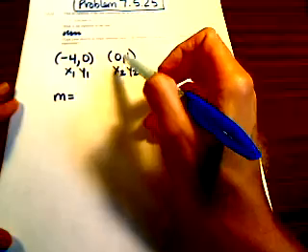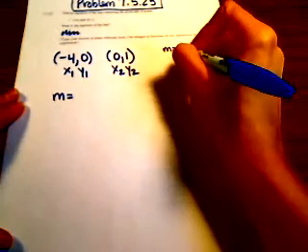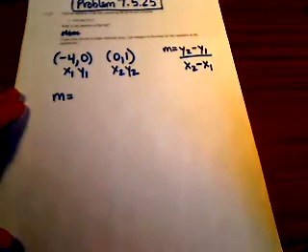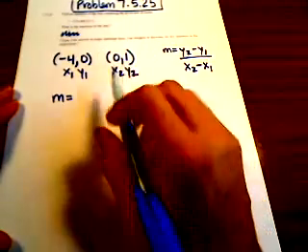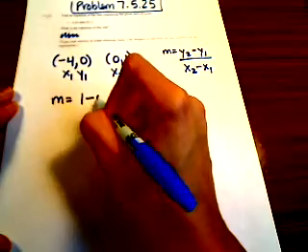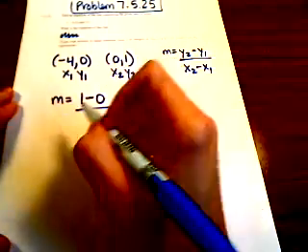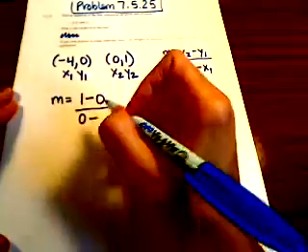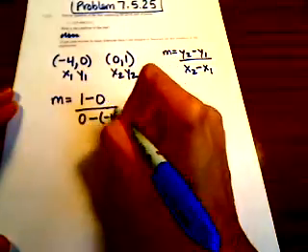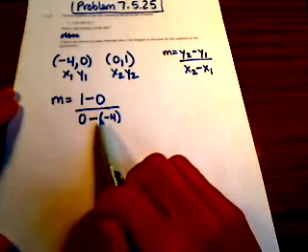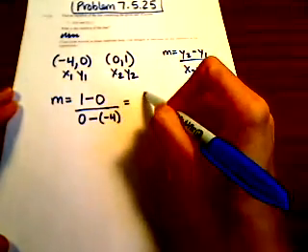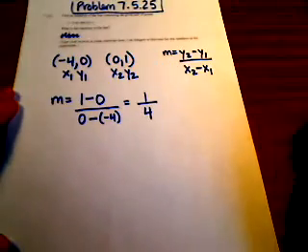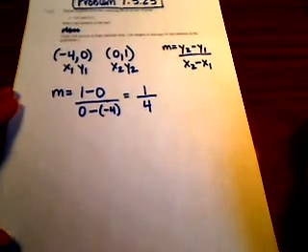So the formula for slope is y2 minus y1 over x2 minus x1. Okay, so y2 we have labeled as a 1, minus y1, which is 0, over our x's, so x2, which is 0, minus x1, which is negative 4. So what you have to be careful of here is the double negative. Okay, so in the top we get a 1, in the bottom we get a positive 4. So the slope is 1/4.